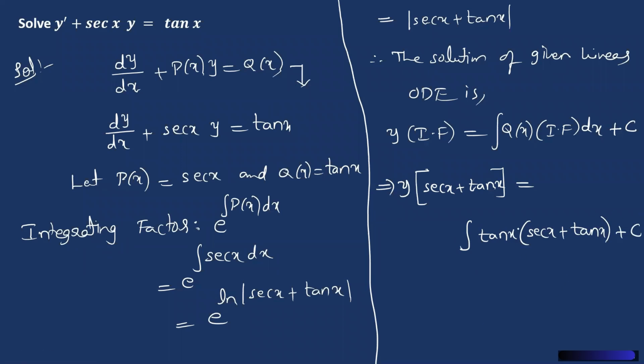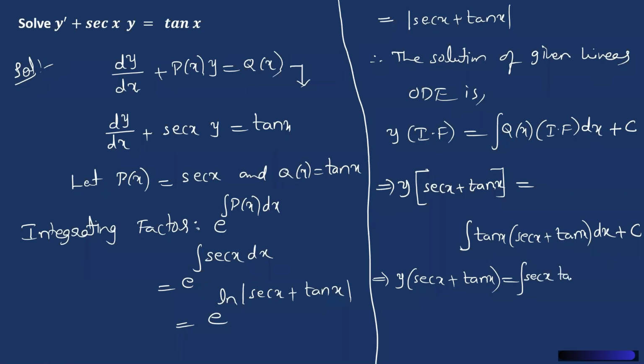Now see, here you are just integrating it with respect to x. So let me write all the terms again. Here it is q of x, tan x, multiplied by the integrating factor secant x plus tan x. Now how much is this? On the left hand side, it is only y into secant x plus tan x. And on the right hand side, the integration of, multiplying these two terms with tan x, it comes out as secant x tan x plus the integration of tan square x.